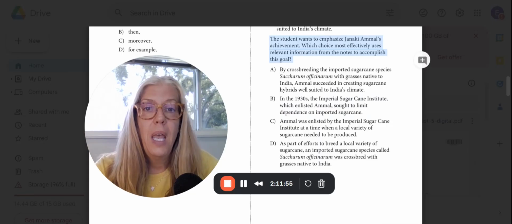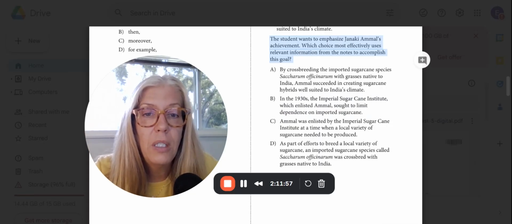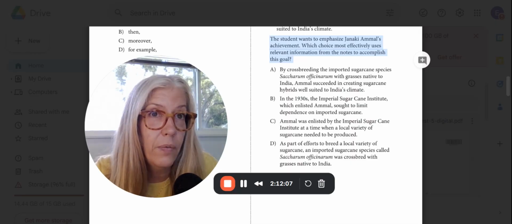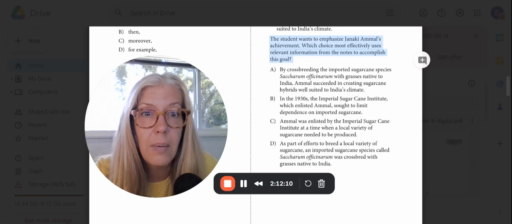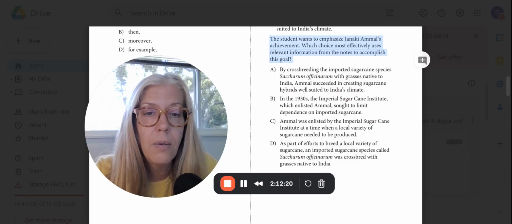All right, A. By crossbreeding the important sugarcane species with grasses native to India, Amal succeeded in creating sugarcane hybrids well suited to India's climate. That seems like an achievement. The other word for succeeded was success. So that seems like an achievement. I like that one. B, in the 1930s, the Imperial Sugarcane Institute, which enlisted Amal, sought to limit dependence on imported sugarcane. That was not about Amal, so no. C, Amal was enlisted by the Imperial Sugarcane Institute at a time when a local variety of sugarcane needed to be produced.